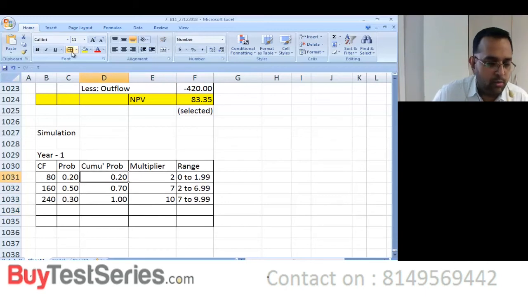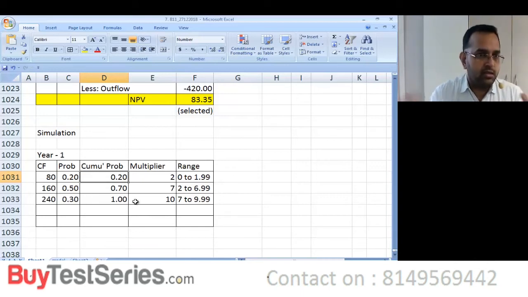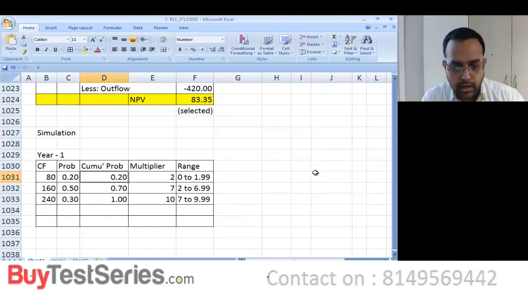See, you have a probability of 0.2, cumulative probability of 0.2, 0.71, right? So it is like 0 to 19%, correct? 20 to 69% and 70 to 100%. This is how the range is. Now the range in terms of percentage is okay. In terms of number, how do you translate?